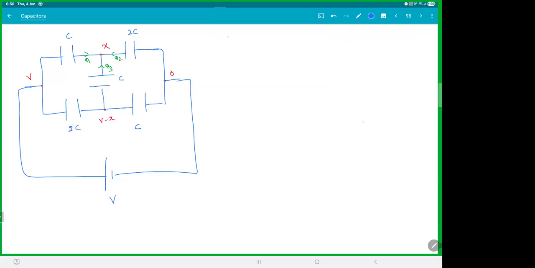So if you're writing for X, the junction law, Q1 plus Q2 plus Q3 is equal to 0. That would be C into V minus X plus 2C into 0 minus X plus C into V minus X minus X. C goes off, you get V minus X minus 2X plus V minus 2X is equal to 0. We get X is equal to 2V by 5.